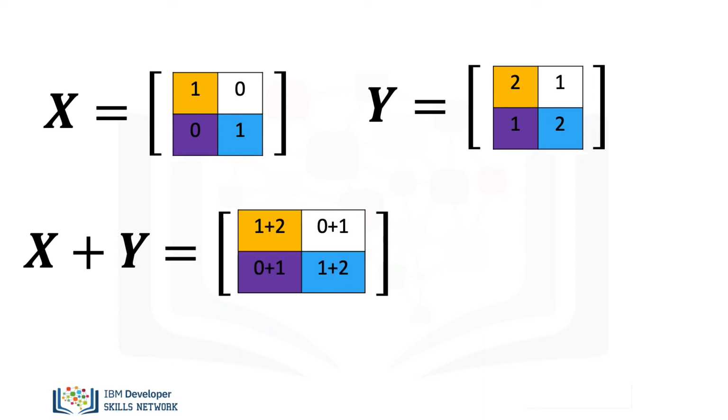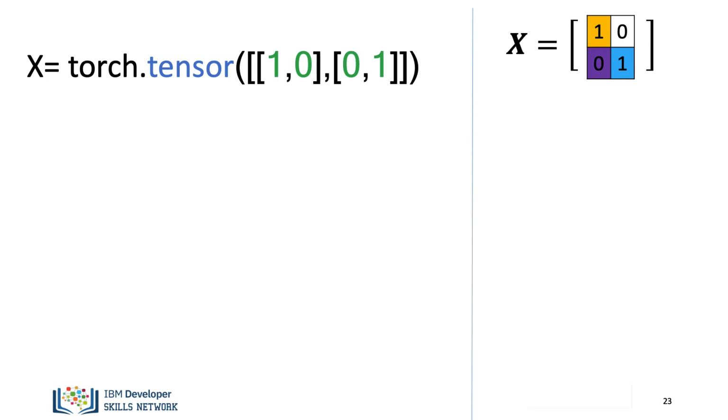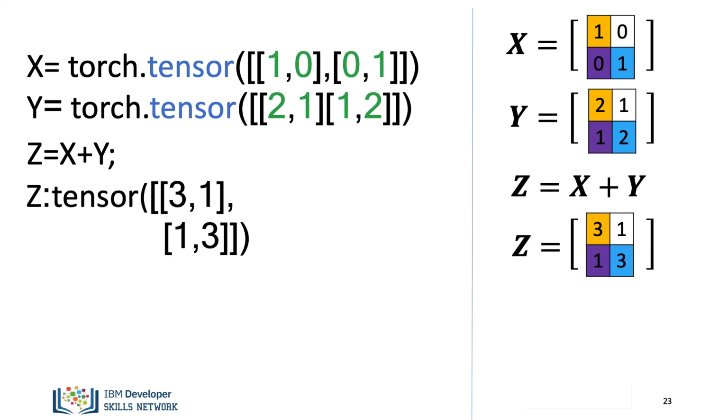This corresponds to adding the elements in the same position, i.e., adding elements having the same color boxes together. The result is a new tensor that is of the same size as tensor X or Y. Each element in this new tensor is the sum of the corresponding element in X and Y. To add two tensors in PyTorch, we first define the tensor X and the second tensor Y. We add the tensors as follows. The result is identical to matrix addition.